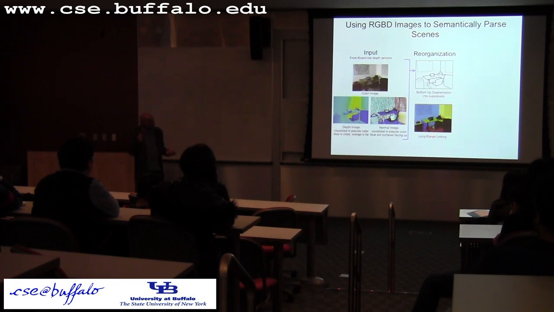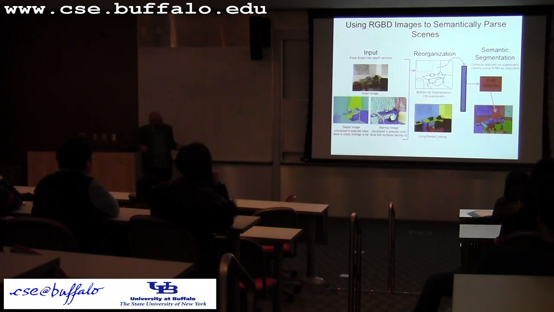So you do a bottom-up segmentation, and then we can do long-range linking. So for example, we might link together the different parts of the table which get interrupted by objects resting on the table. But you want to say this part of the table and that part of the table is still the same object.